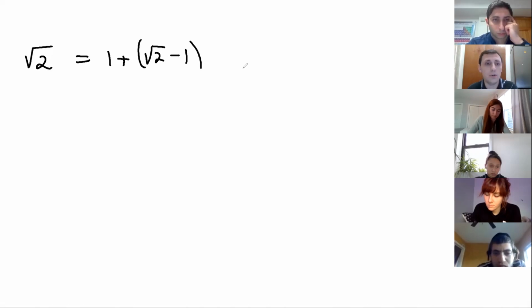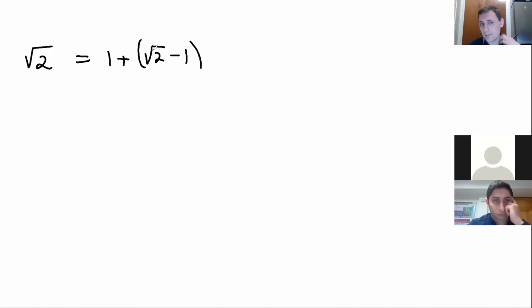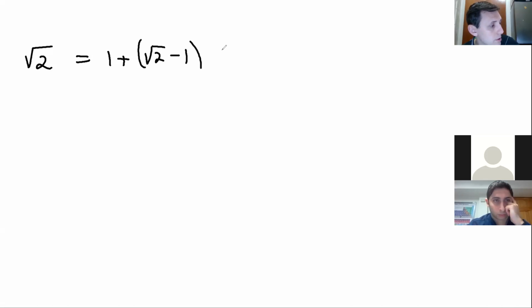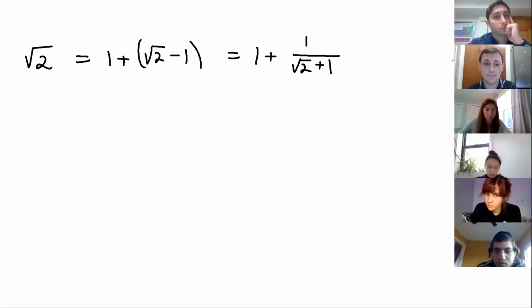Now let's continue, and this looks like a minus b. Maybe if I multiply by a plus b, I complete the square. Do you see what happens, guys? Do you see this step? So this is 1 plus, I multiply that by square root of 2 plus 1, obtaining 2 minus 1, or 1 divided by root 2 plus 1. Am I right? Well, hopefully I am.